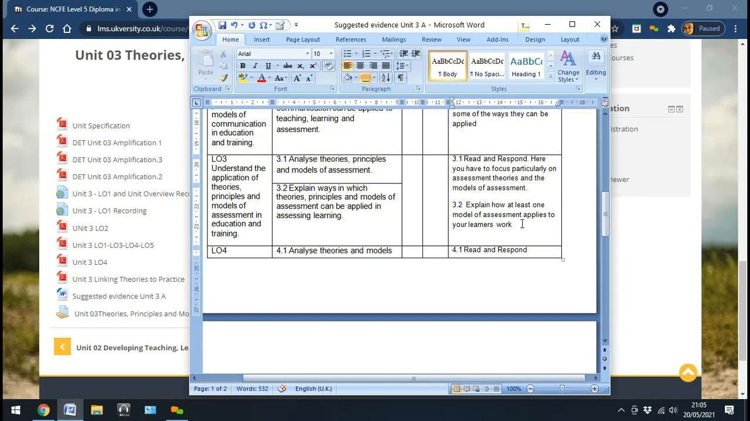Again, analyse theory and models of assessment, read and respond. Here you have to focus particularly on the assessment theories and the models of assessment, and explain how at least one model of assessment applies to you and how you work with your learners.